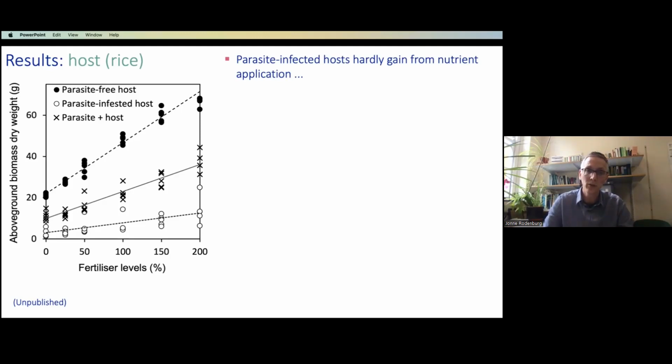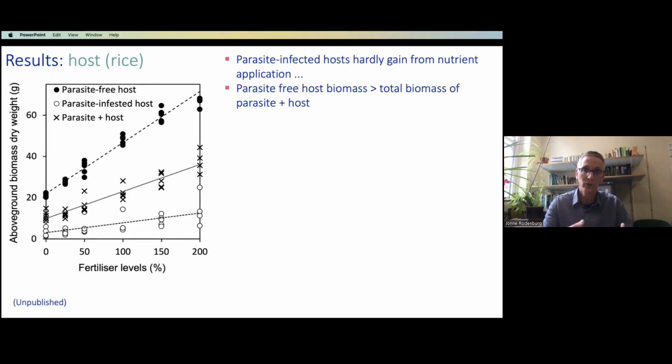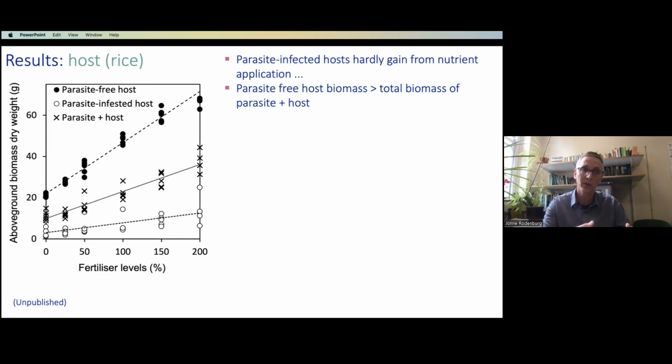And then the middle line shows the combined biomass of the parasite and the host. Interestingly, you see that the parasite-free host biomass, the black dots, is always higher than the total biomass of the parasite and the host combined. And this is actually quite typical for parasitic weeds, because they have a sort of phytotoxic effect. It's not just a sink-source relation. There's also a physiological effect playing a role, and that causes the combined biomass to be lower than the biomass of healthy plants.